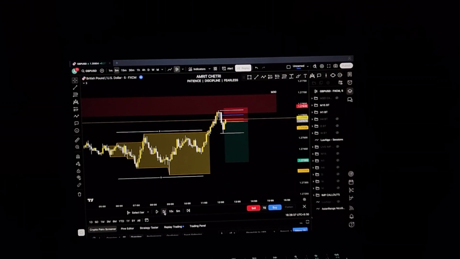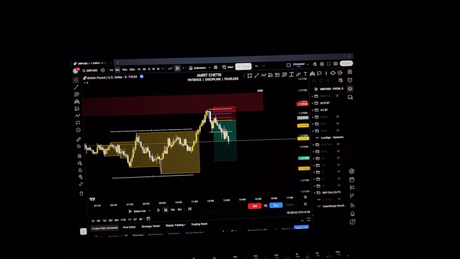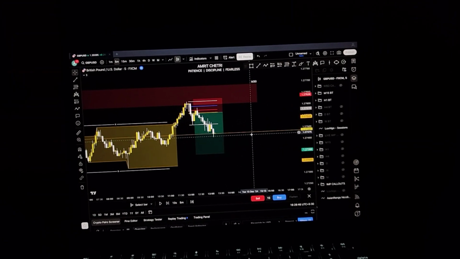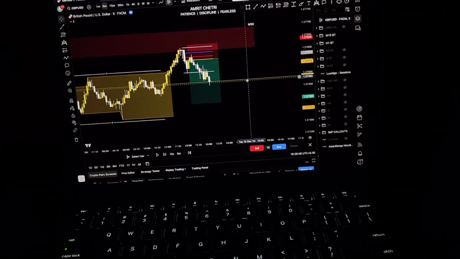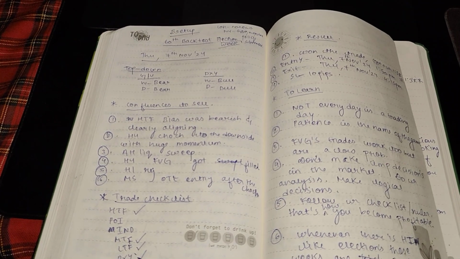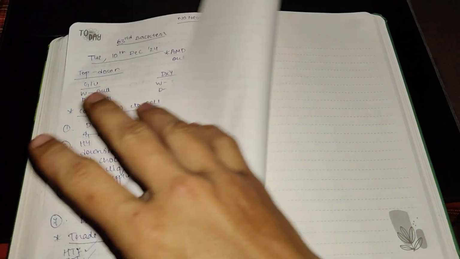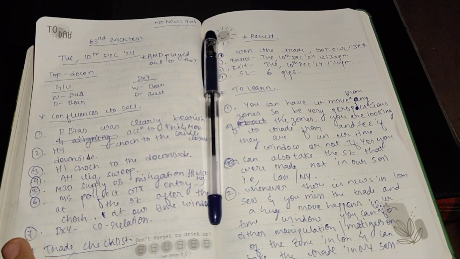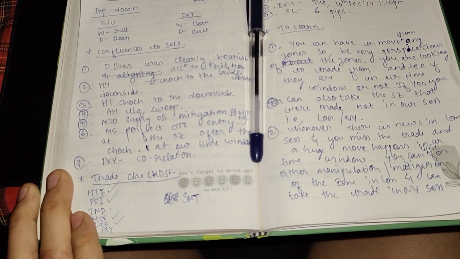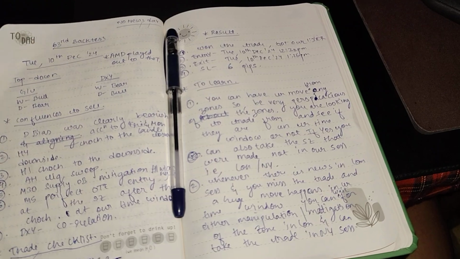Took the trade, literally played out to the T, as you can see. Beautiful trade. It was a winner. And yeah, these are the confluences why I took this trade. As you can see, confluences to sell, higher time frame was bearish and clearly aligning. This is the trade. As you can see, trade checklist, everything we want to see in a trade was here. DXY correlation was here. Apart from inducement, everything we want to see in a trade was here.